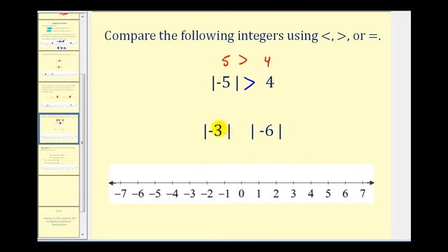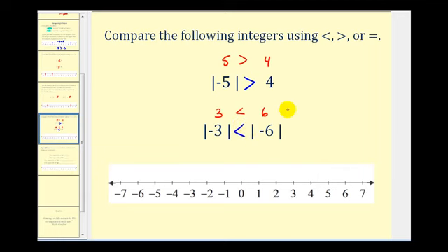For the second example, the absolute value of -3 would be 3. The absolute value of -6 would be 6. We know that 3 is less than 6, so we use the same inequality to compare these two absolute values.